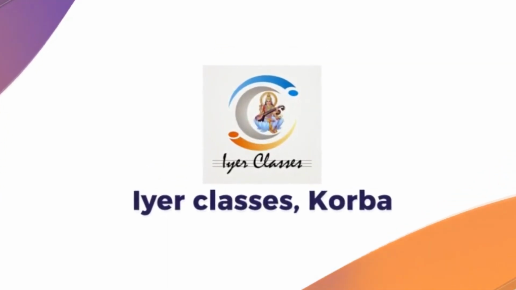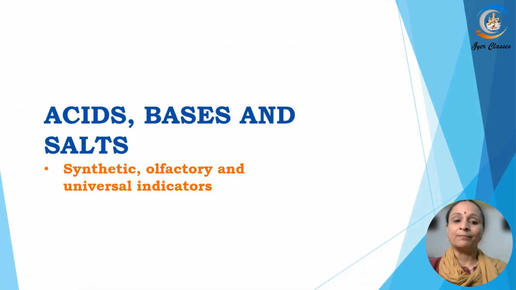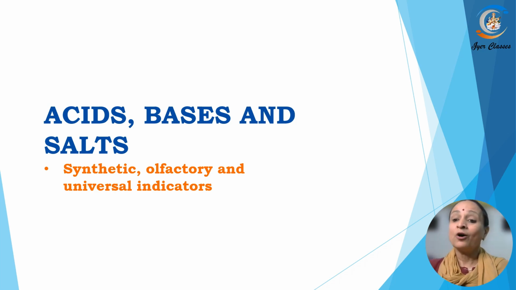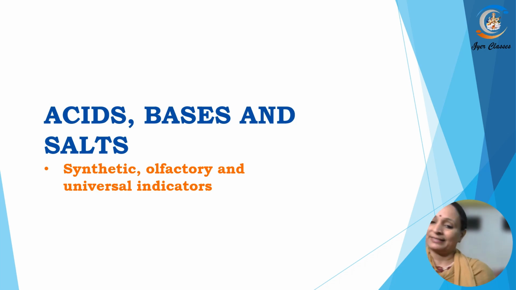Now we are going to discuss the next topic, which is about synthetic indicators. Synthetic indicators are the ones which are made in factories or maybe in laboratories. Then we are going to discuss olfactory indicators, in which the smell is going to change. Then we have the best indicator, the universal indicator. Universal indicators will tell you not only whether it is an acid or a base, but also indicate the actual measurement, that is the pH of the solution. How do we do it? Let's see.